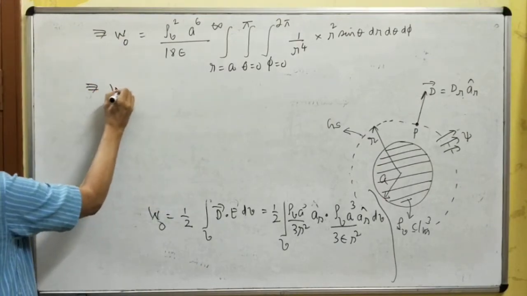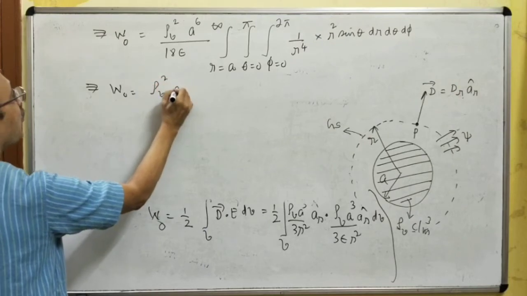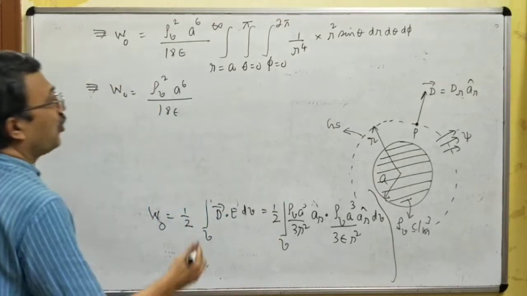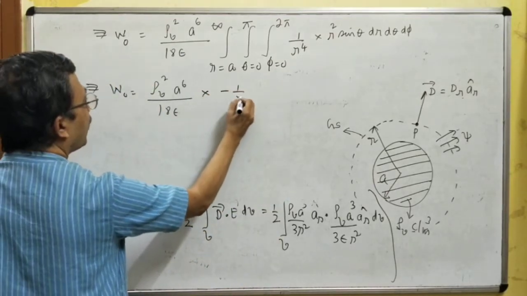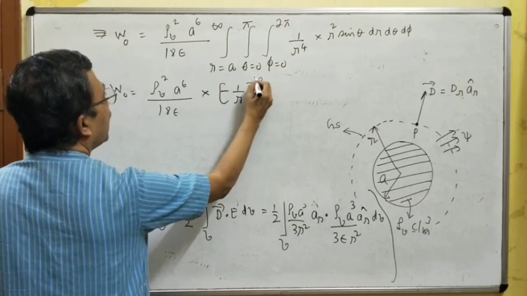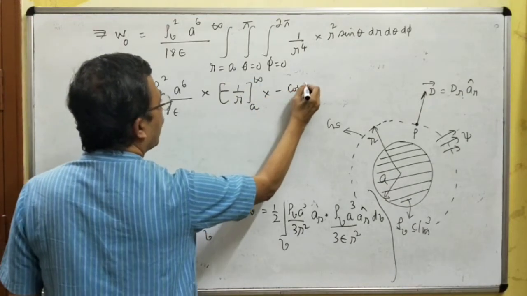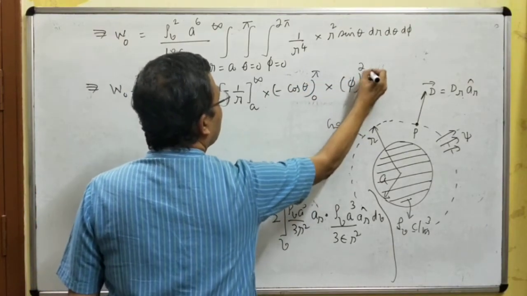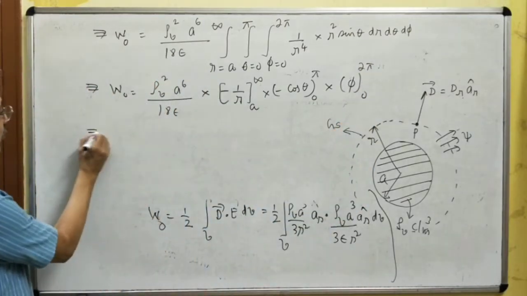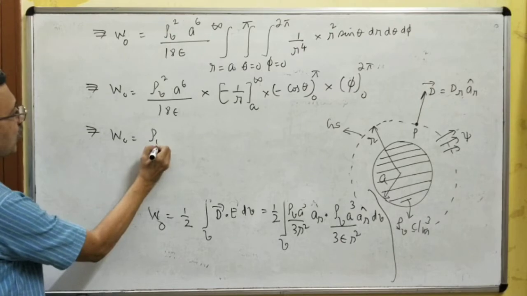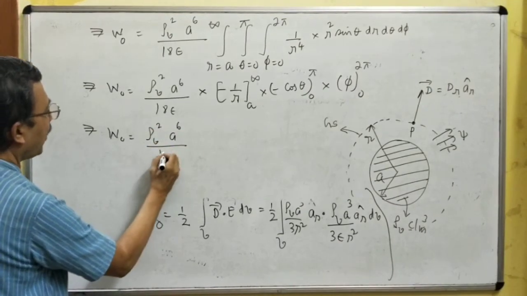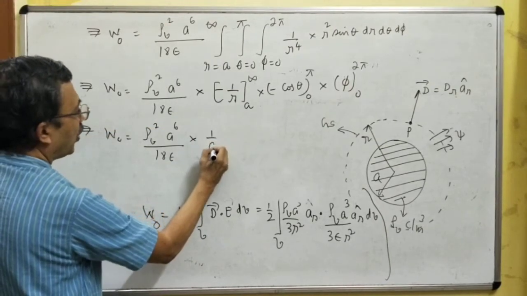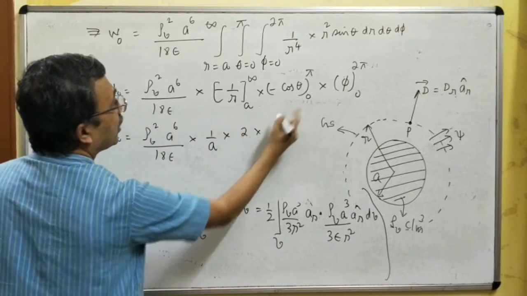This implies W_O is equal to rho v square into a to the power 6 by 18 epsilon. r square by r to the power 4 means 1 by r square. 1 by r square, if you integrate, you get minus 1 by r between a and infinity. Sin theta, if you integrate, you get minus cos theta between 0 and pi. D phi, if you integrate, you get phi between 0 and 2 pi. 1 by infinity is 0. Then put the lower limit, you get 1 by a. This gives 2. The other bracket gives 2 pi.